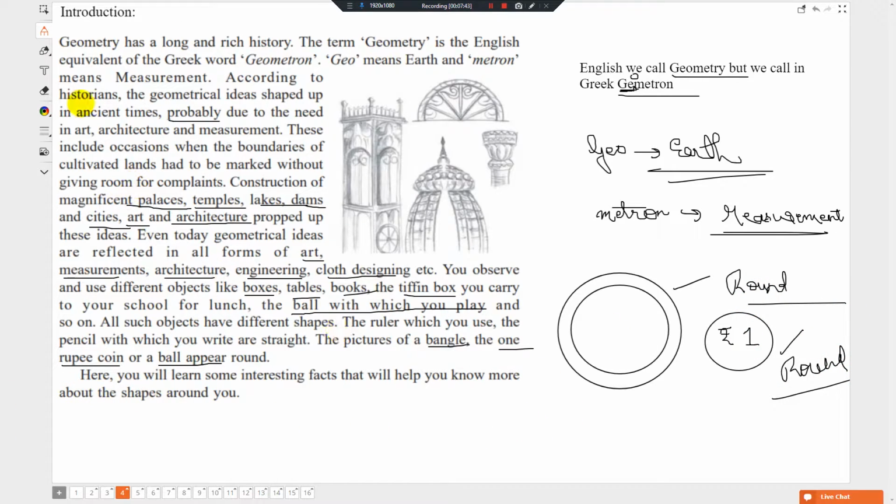And the ball appears round, right? This ball is also appearing round. Round means it is a circle. We call this round instead of saying round, round, round. We call it by a certain name called circle. Circle means a curve which is closed, and it doesn't have any lines. Here you will learn some interesting facts that will help you know more about the shapes around you.